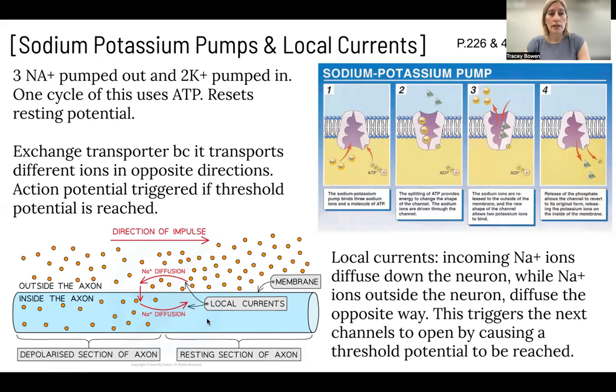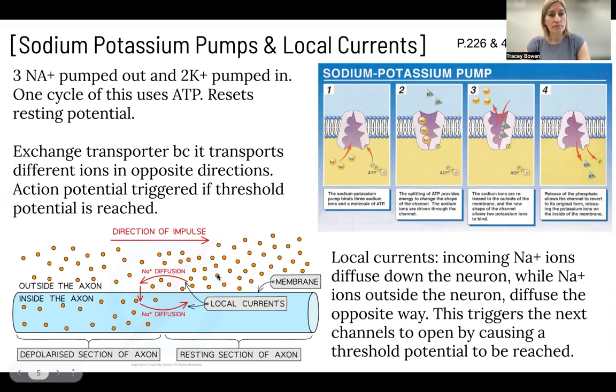And so we're going to see this in the next slide, but the potential difference between the inside and the outside of the neuron is negative 70 millivolts. But in order for them to send a signal, they need to get to negative 50 millivolts. And so here's what's happening. The sodium ions are moving down the axon, and they are reducing the amount of charge difference. And so that triggers the next sodium channels to open.